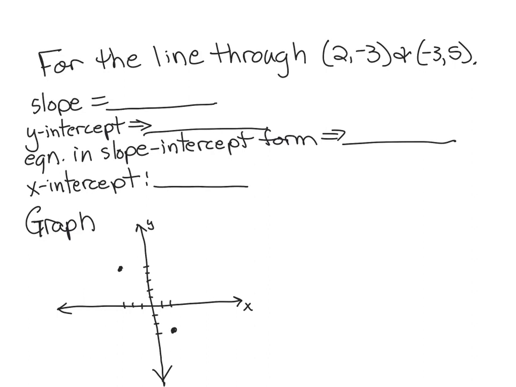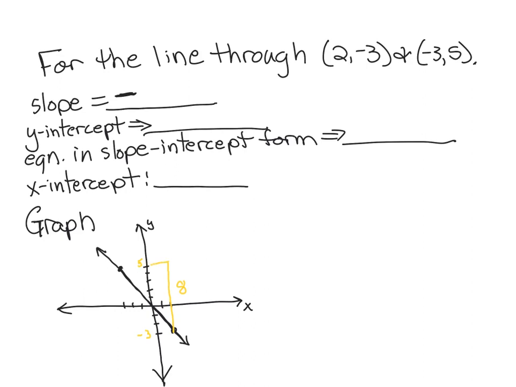Is my slope going to be positive or negative? I may have to correct my graph here. Notice that from left to right I'm going down, so my slope will be negative. I already know that. Okay? Now, when I go from one point to the other, and it doesn't matter which way I go, I'm going to rise from -3 to +5. What rise is that? It's a rise of 8 units.